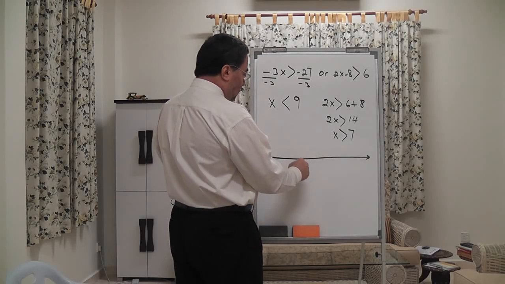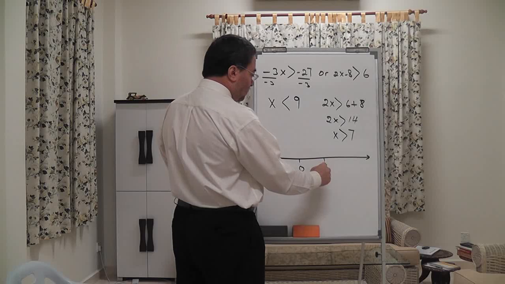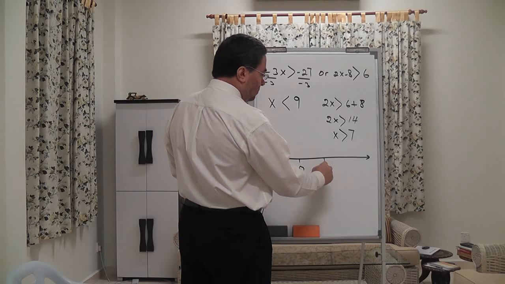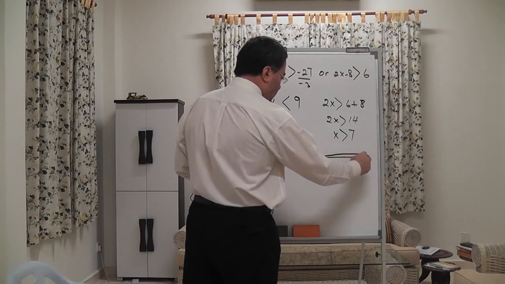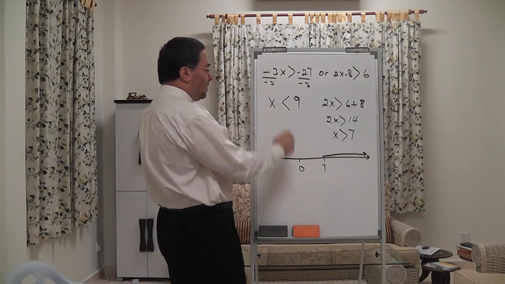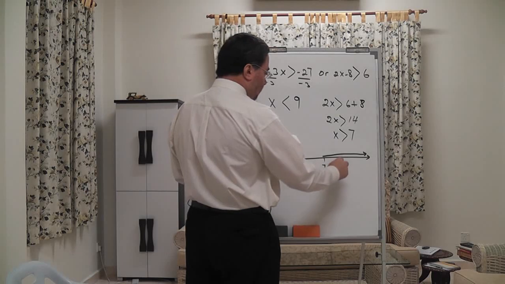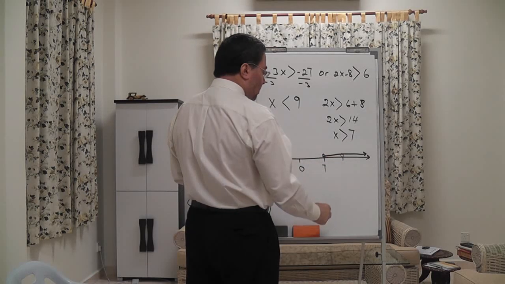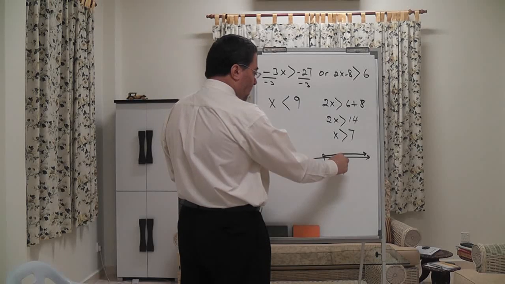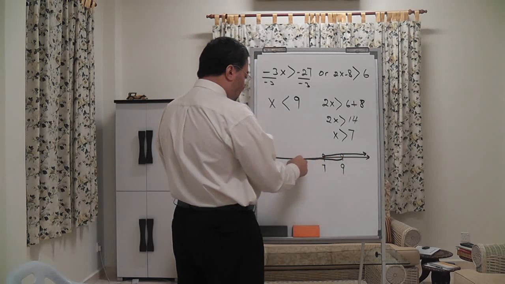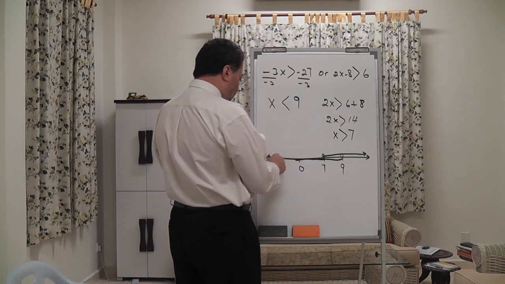And in the first instance, x is more than 7. And in the second instance, x is less than 9. So here is 9, here is an open circle, and here is an open circle. And in this case, here is 9, and this is the graph of x less than 9.